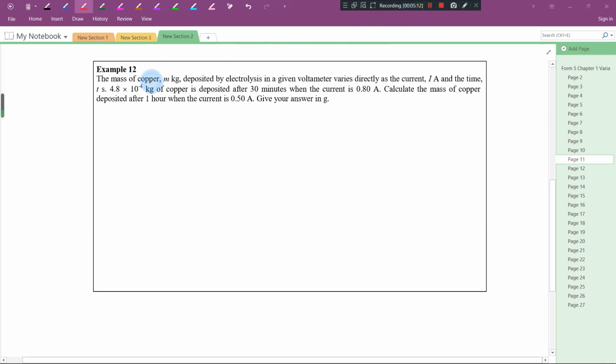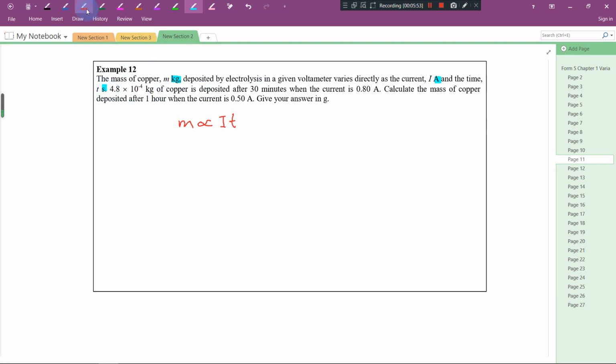Let's look at the last example that I'm going to show you in this video. So for this question, we have to be more careful. The mass of copper m kilogram, so this is kilogram, deposited by electrolysis in a given voltmeter varies directly. Okay, so this m varies directly as the current I and the time t. Okay, but we have to look carefully at the given units here. This is kilogram, this is ampere A, and this is second.